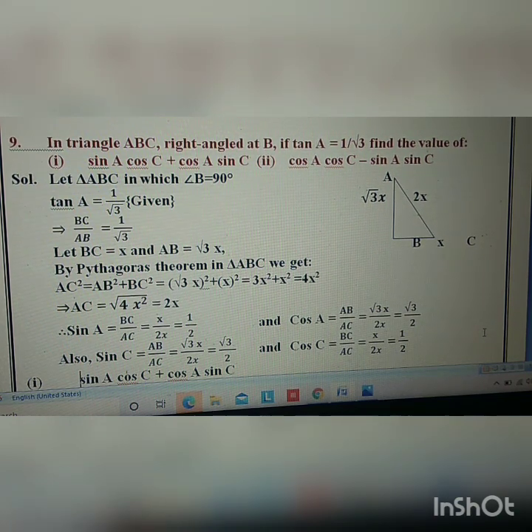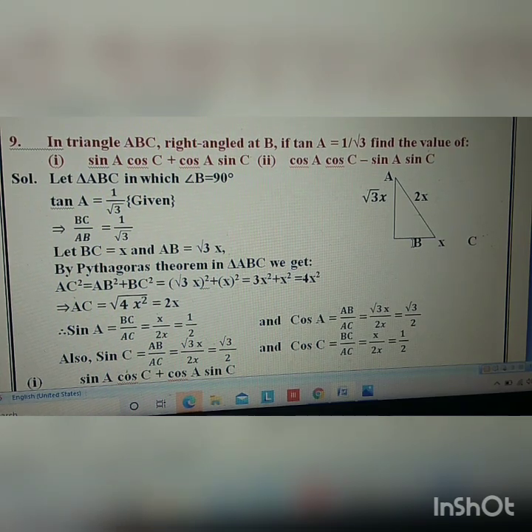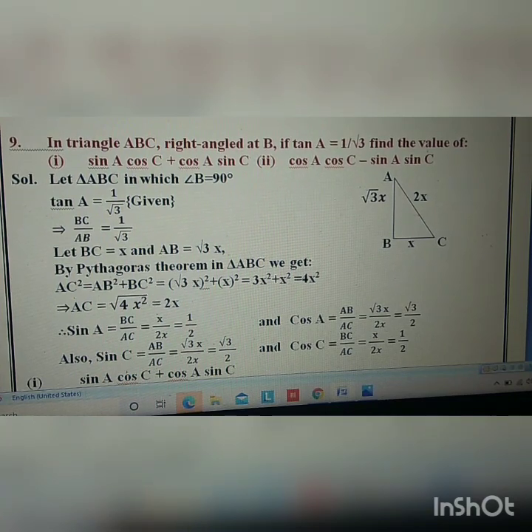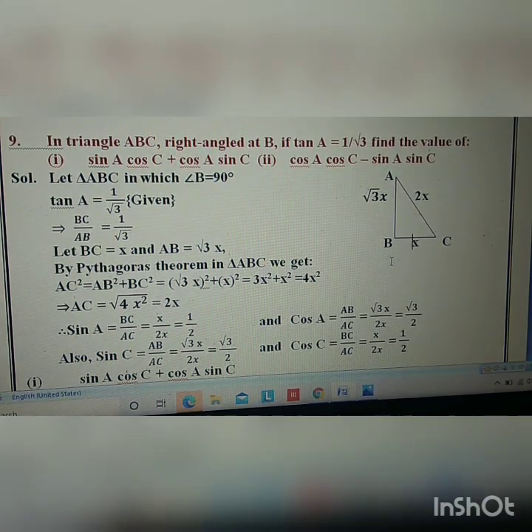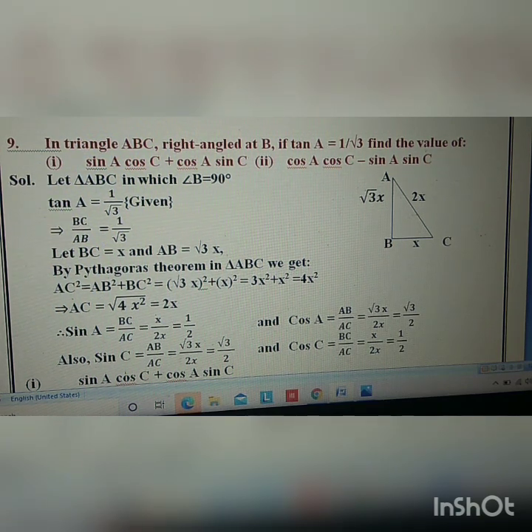So since we are given the right triangle ABC in which angle B is 90, tan A is 1 upon under root 3. Tan, as we know, is the ratio of perpendicular and base. So if we go for finding the values, for angle A the perpendicular would be BC. So tan A is equal to BC upon base AB, that is BC upon AB is equal to 1 upon under root 3.